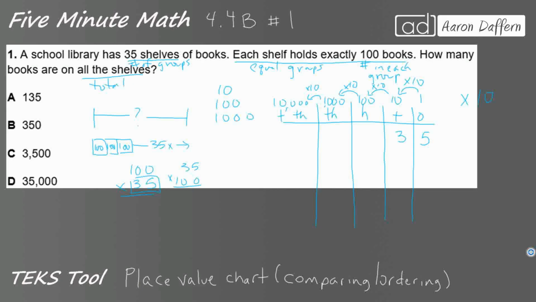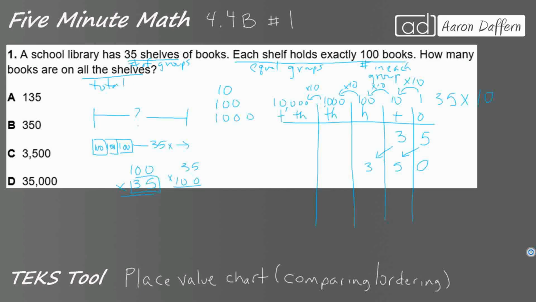So if we were to shift everything over one spot, instead of 3 tens, I've got 3 hundreds. Instead of 5 ones, I've got 5 tens. I've got no ones now, so let's put a 0 right there. What I just did was 35 times 10. I just took everything and shifted it once over to the left. Now we're not multiplying it by 10. I don't have 10 books on a shelf. I have 100 books on a shelf. But I do need to know that 10 times 10 is 100.